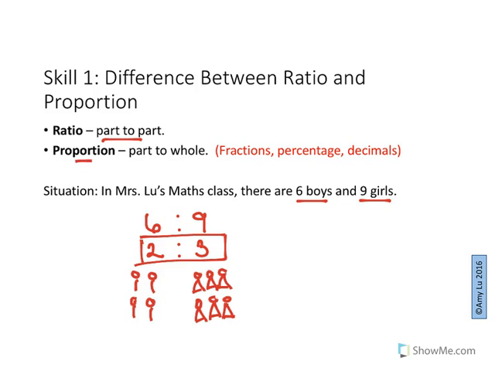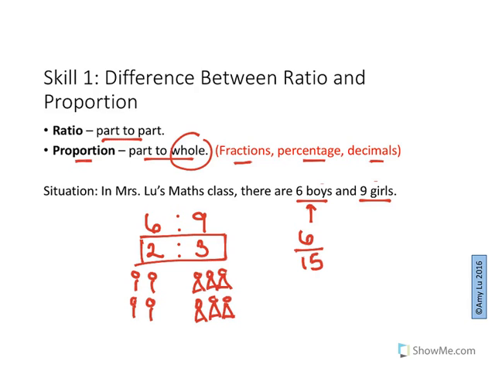Now, proportion is a part to whole. We see proportions written as fractions, percentages, and decimals. The proportion of boys in Miss Lou's class is 6 out of, and it's a whole, so how many students are there in total? Well, there's 6 boys and 9 girls. There's 15 people in total. So there are 6 boys out of 15 in Miss Lou's class.